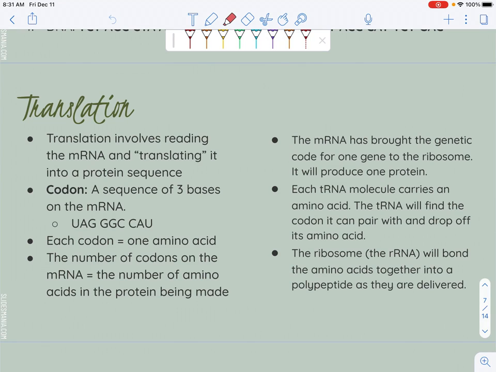Okay, folks, so the purpose of this lecture is to talk about translation and what happens during translation and how you solve a translation problem in class. So translation is going to involve reading the mRNA. The mRNA carries all of that genetic code. We're going to translate it into a protein sequence. So we are building a protein using the code that is on the mRNA.